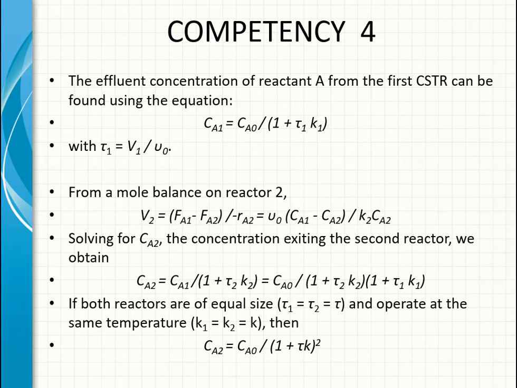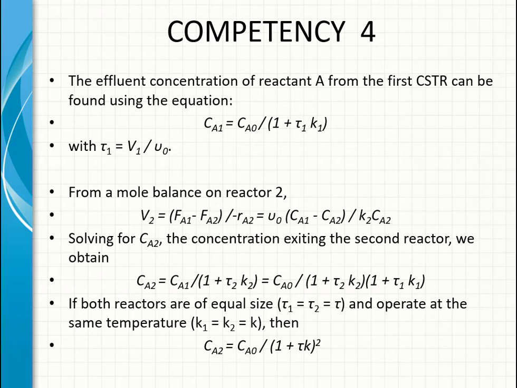If we solve for CA2, the concentration exiting the second reactor, we will obtain that CA2 is equal to CA1 divided by 1 plus tau 2 k2, which is equal to CA0 divided by 1 plus tau 2 k2 times 1 plus tau 1 k1.